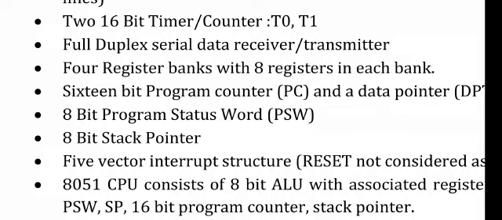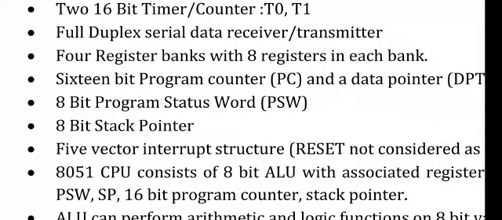The register names start from R0, R1, R2, R3, R4, R5, R6, R7. So there are a total of 8 registers in a bank, and we have 4 banks: bank 0, bank 1, bank 2 and bank 3. Similar to the 8085, it has a 16-bit program counter, and a stack pointer is also there, but it is 8-bit, not 16-bit.